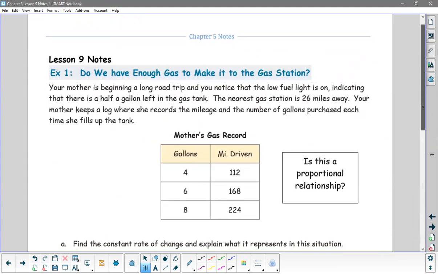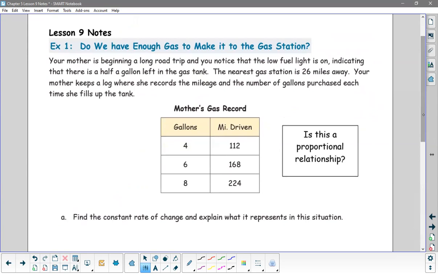We'll take this next one a little further after we find the rate of change in the equation. So example 1: do we have enough gas to make it to the gas station? Your mother is beginning a long road trip and you notice that the low fuel light is on, indicating that there is a half gallon left in the gas tank. The nearest gas station is 26 miles away. Your mother keeps a gas log where she records the gas and the number of gallons purchased each time she fills up the tank. So here's her record.